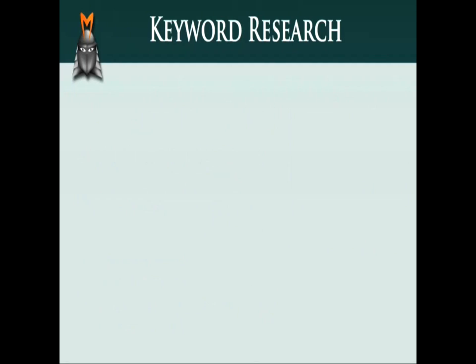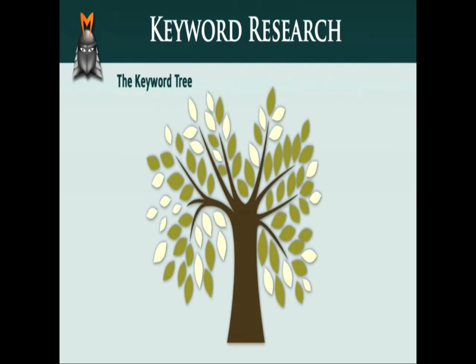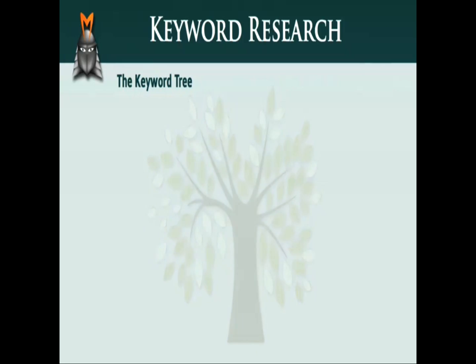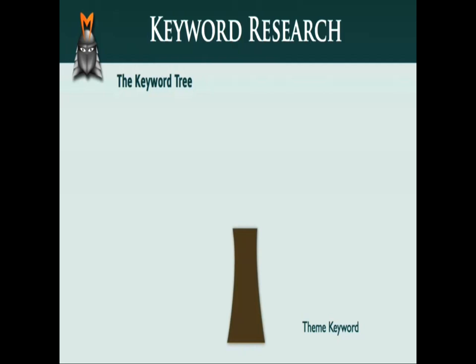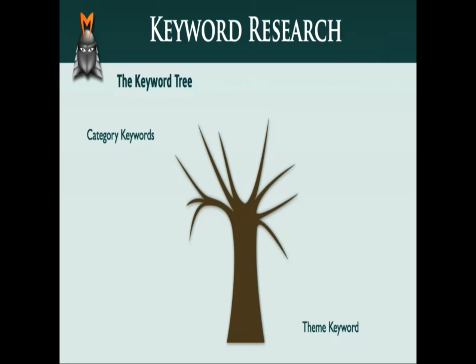To begin with, I'd like to introduce you to a concept we call the keyword tree, which is a good way to visualize the framework necessary for building a keyword-optimized website that attracts organic traffic. Previously, we discussed the process of identifying a theme keyword which becomes the main focus of your website. This theme keyword is equivalent to the trunk of your keyword tree. We also discussed how to identify several category keywords which were related to your theme keyword and also had a reasonable amount of traffic and an acceptable level of competition. These category keywords make up the branches of your keyword tree.